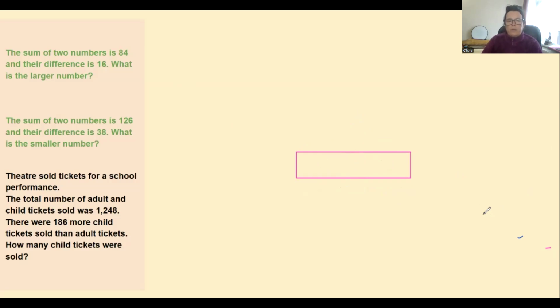The sum of two numbers is 84 and their difference is 16. What is the larger number? So I'm looking at the first problem here. And what do I know? I know that the sum of two numbers is 84.